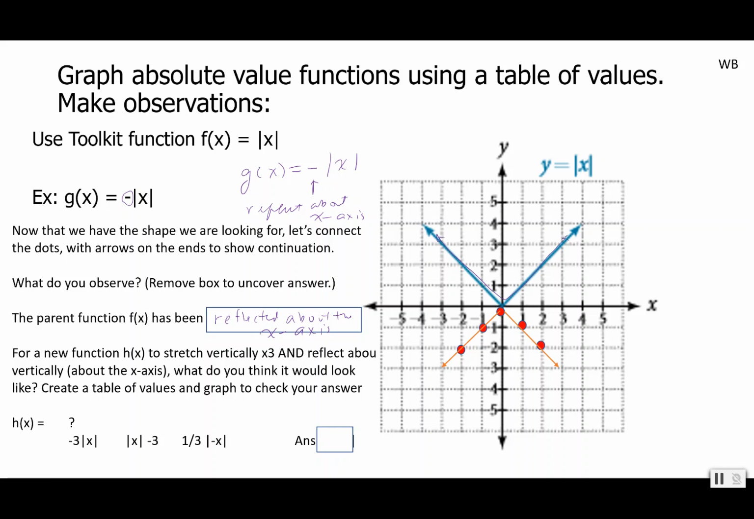So let's look at what we have here. We have a new function h of x. We want it to stretch vertically by 3 and reflect about the x-axis. What would it look like? So stretch vertically by 3, that means instead of 1, 1, it would be a 1, 3. And reflect about the x-axis. So we're going to expect something that looks kind of like this guy down here.